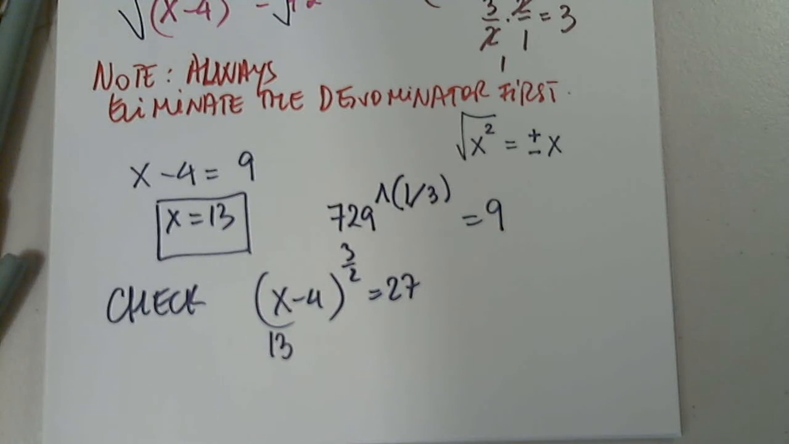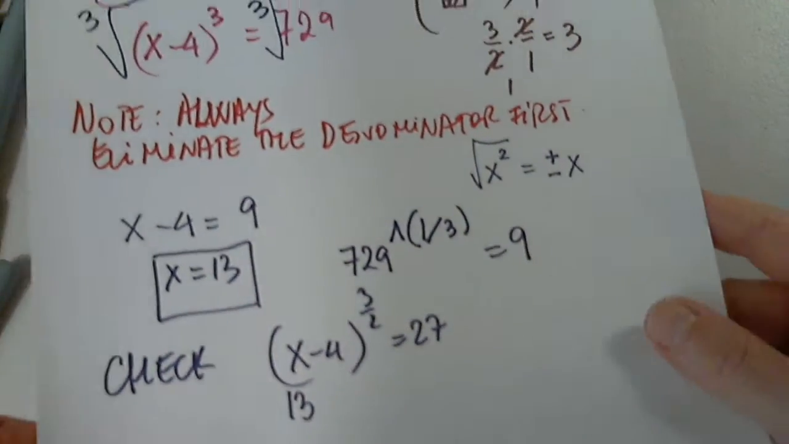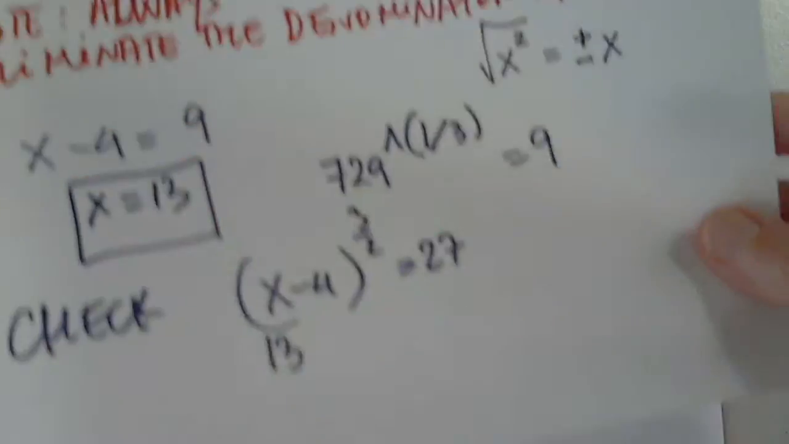So this is how we deal with equations with rational exponents. Let's choose another. Any questions for me before we move on?